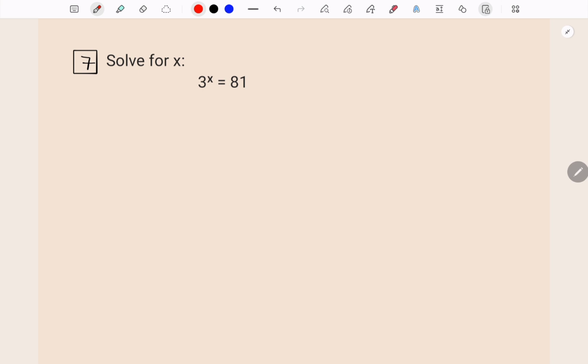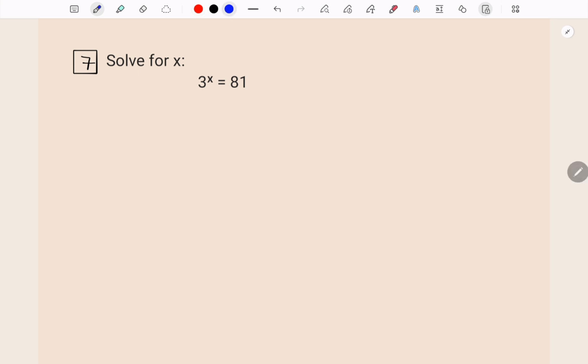Moving on to the next question, solve for x. So we have an equation here that is 3 raised to the power x is equal to 81, and we need to find the value of x. In these types of questions, we need to keep the base the same throughout the whole question. So here on the left hand side, we have 3 raised to the power of x. That means 3 is the base, and on the right hand side we have 81. So we need to rewrite 81 as a power of 3.